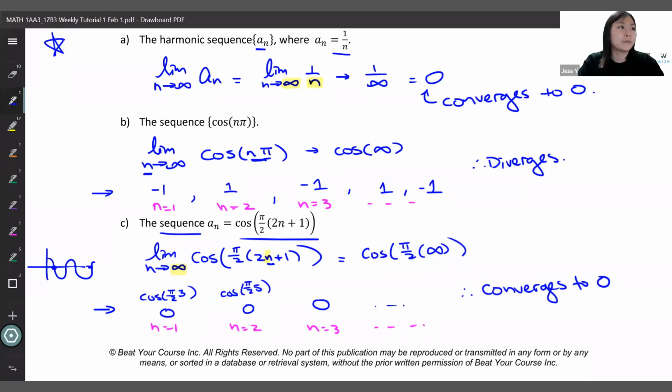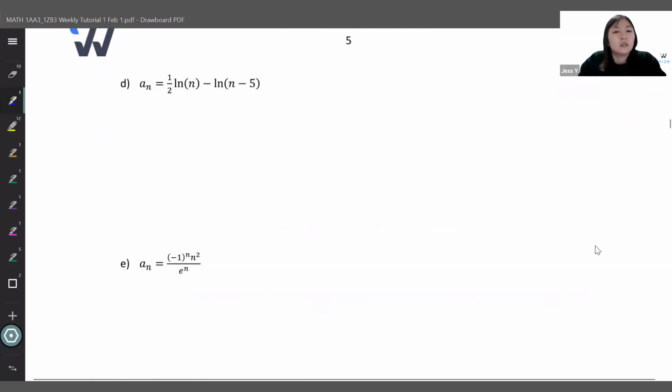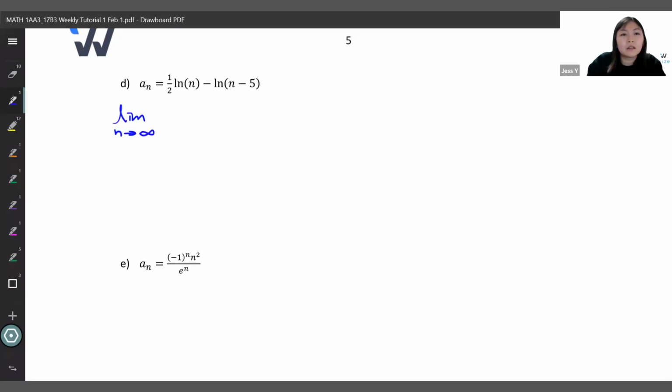All right, let's do more of these because I know for the assignment, for example, they give you a ton of these for you to do. So we're given another sequence in D where the terms a_n is 1 half ln n minus ln of n minus 5. And we want to see if it converges or diverges. If it converges, we want to say what it converges to. So again, we're looking for the limit as n goes to infinity of the terms, 1 half ln n minus ln of n minus 5.